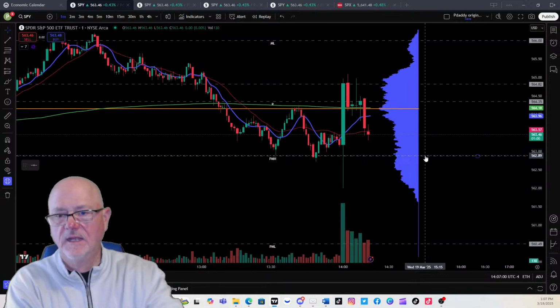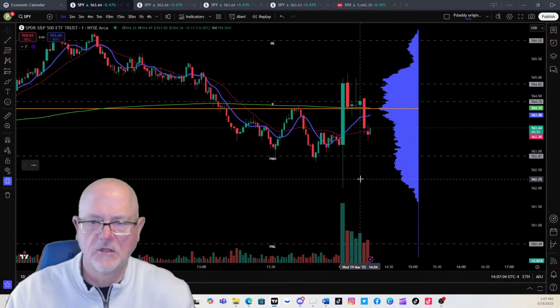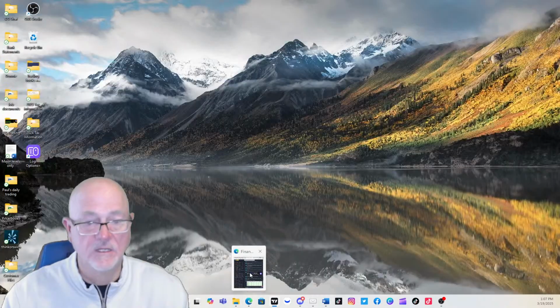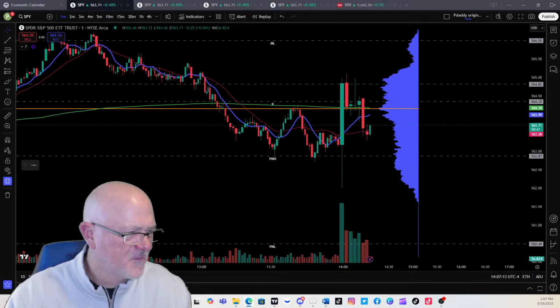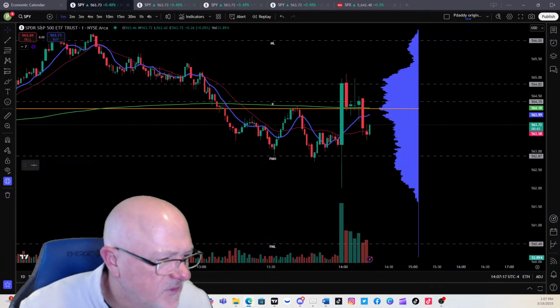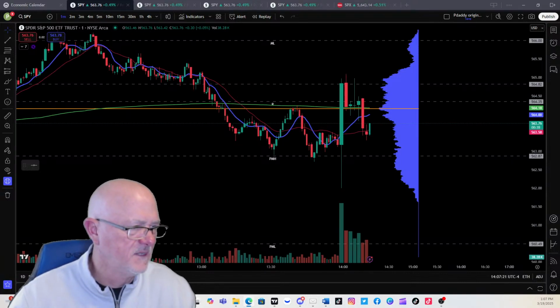I wouldn't play these moves right here. There's lots of volume, lots of algos going back and forth, back and forth. And I didn't take a look and see. Let's see. No cut, obviously.